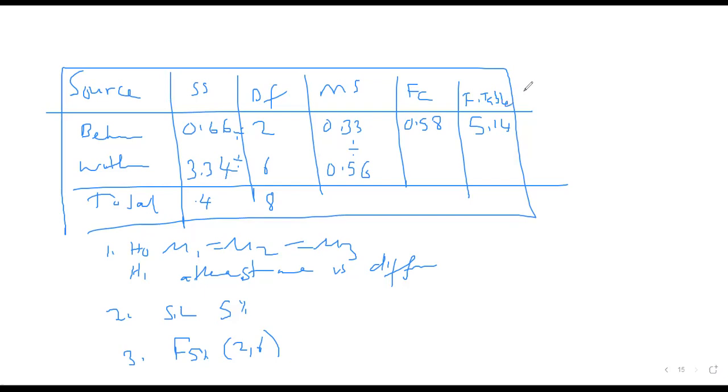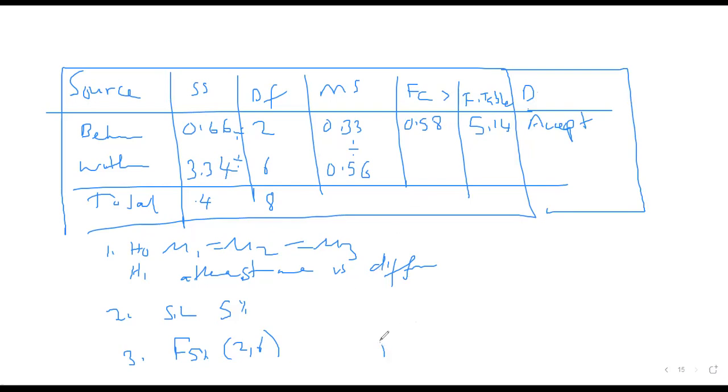And the decision is always, we reject if the F calculated is greater than that. If it's small, we accept or fail to reject. So this is smaller than that. What do we do? We fail to reject. Or the other term for fail to reject is to accept. If we had 5.8, we would have rejected.